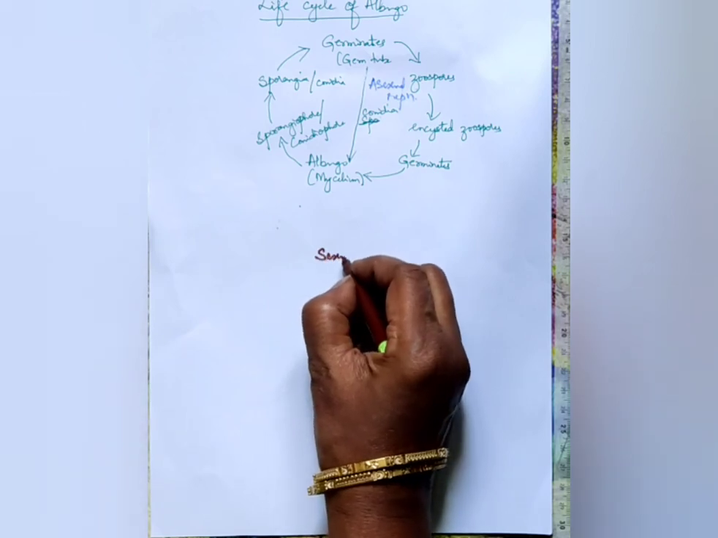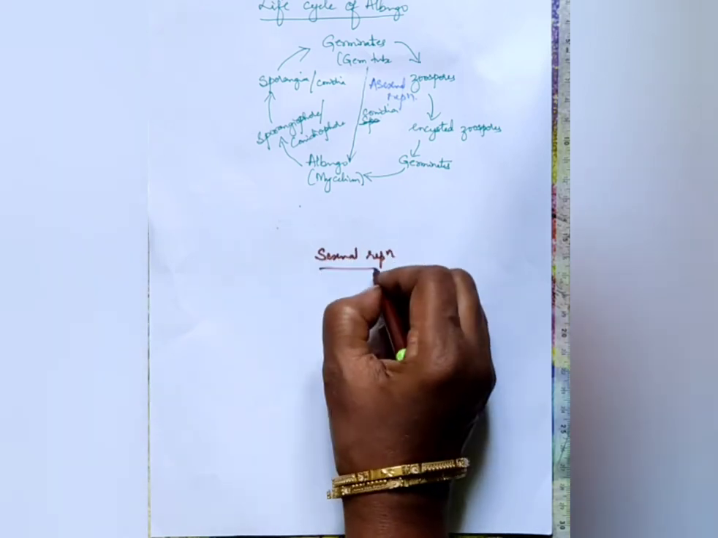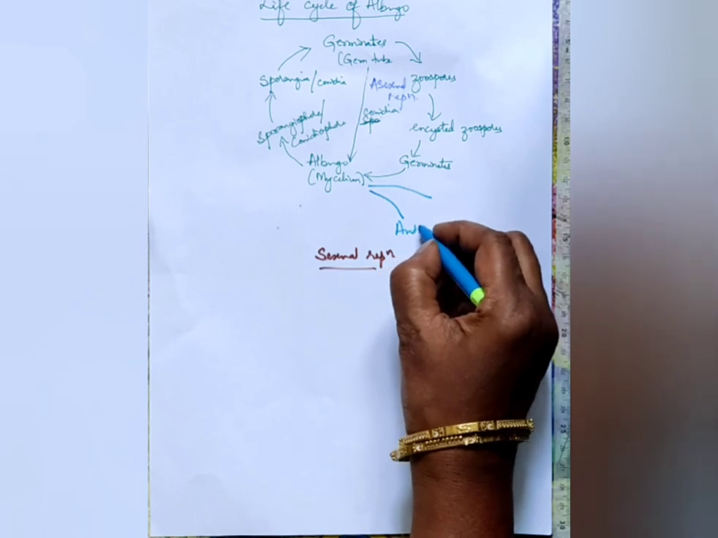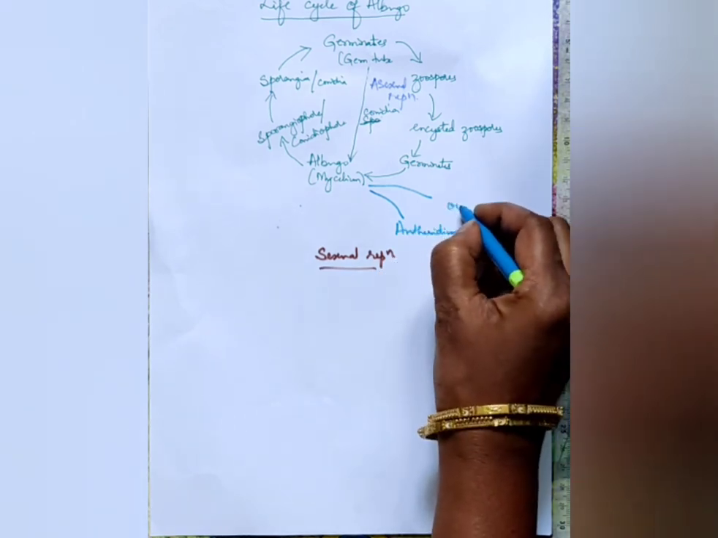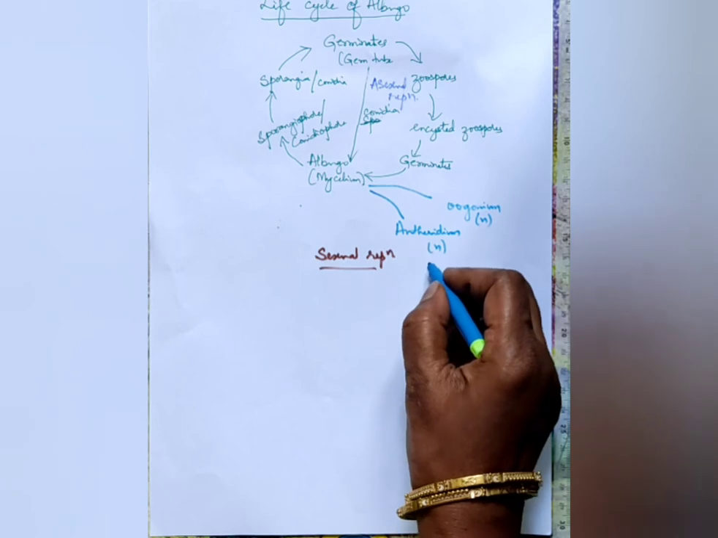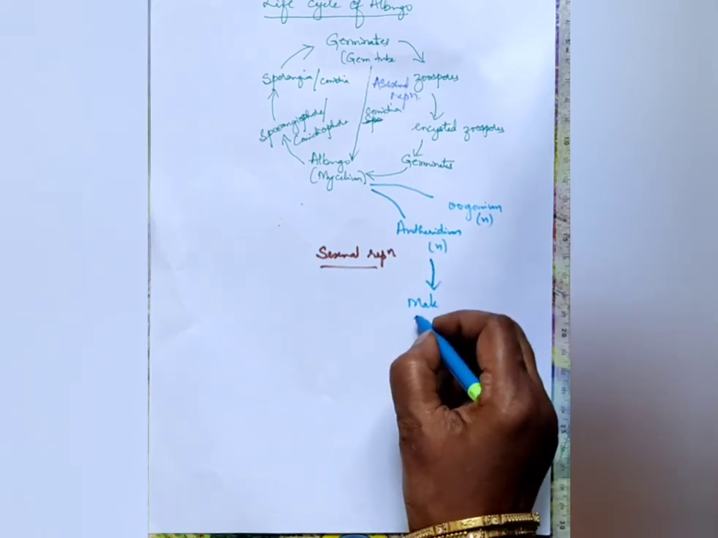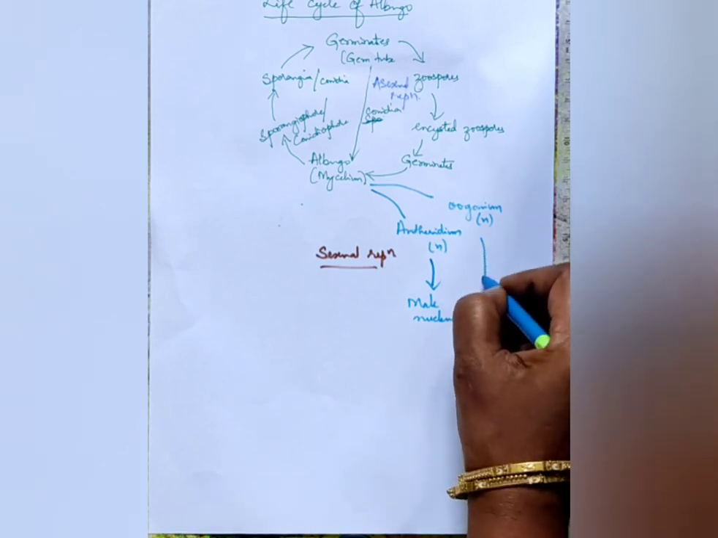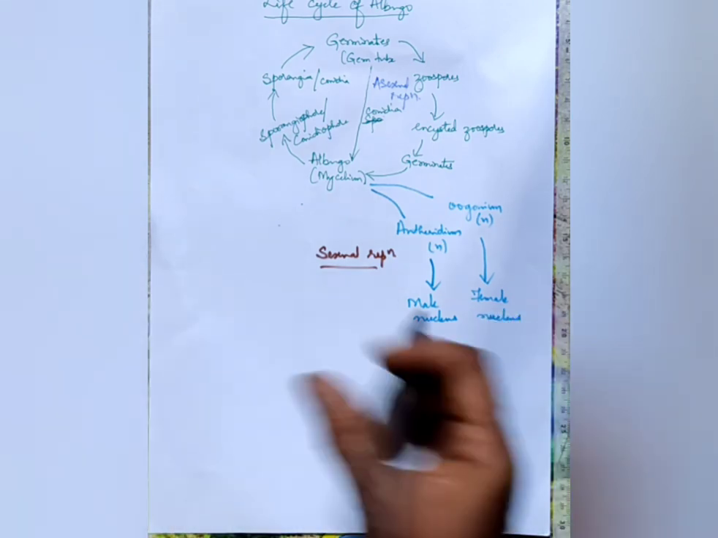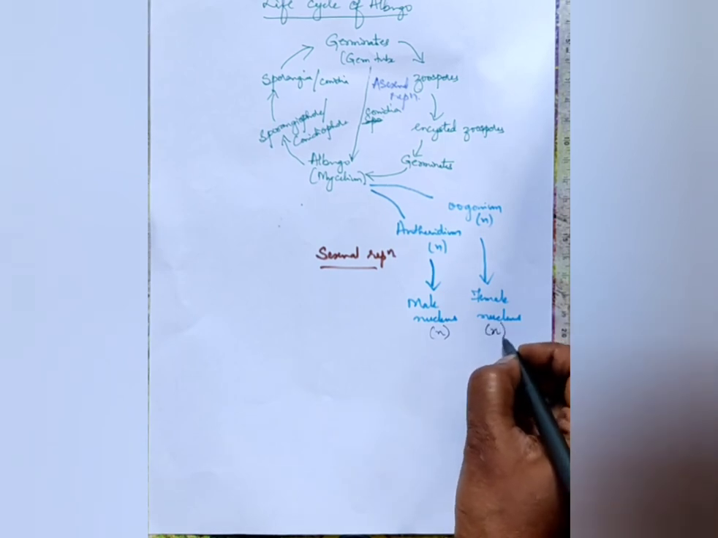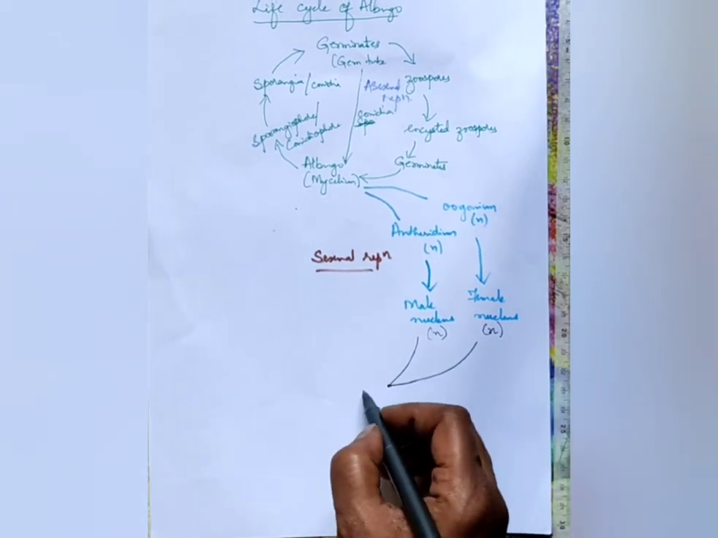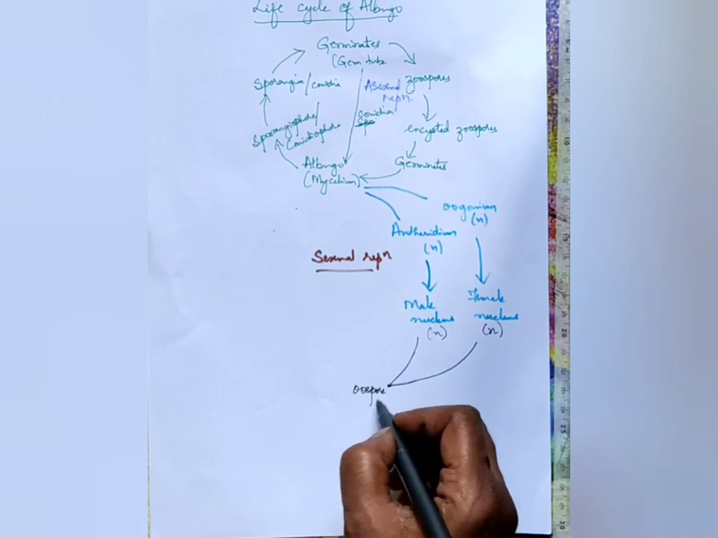So coming to sexual reproduction. Sexual reproduction, as you all know, takes place by the antheridium and oogonium, the male and the female sex organs. So now the antheridium produces the male nucleus and the oogonium produces the female nucleus. This male and female nucleus fuse with one another, resulting in the formation of oospore.